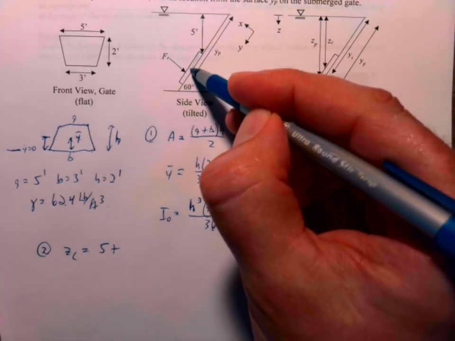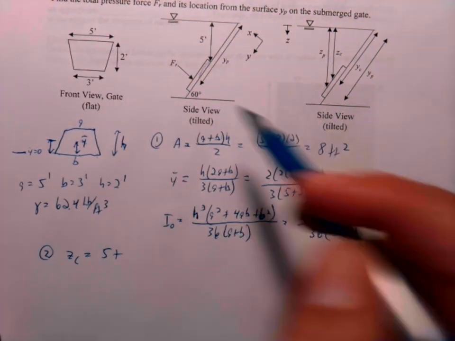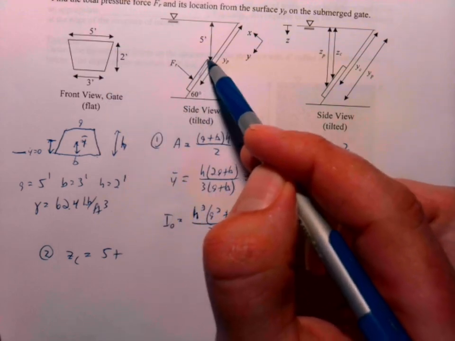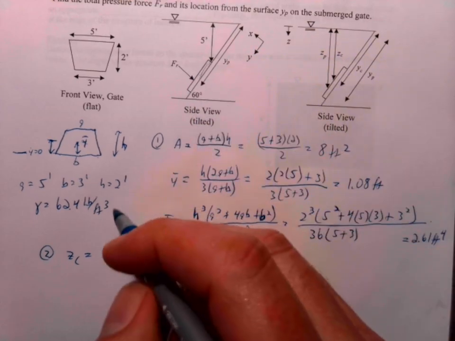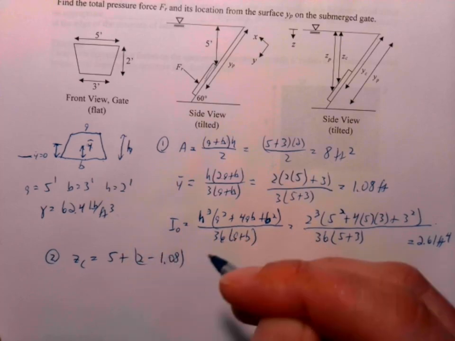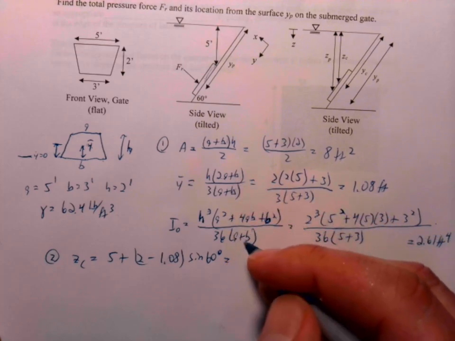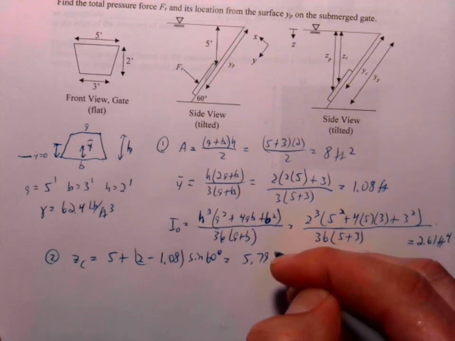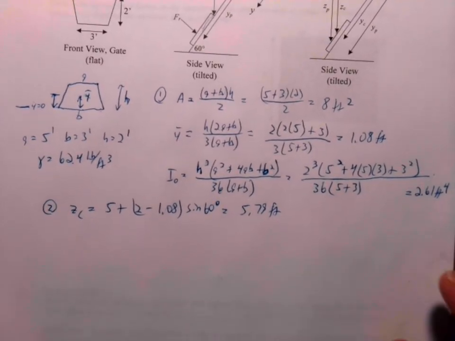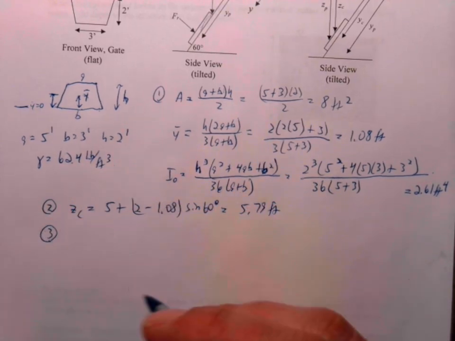this distance here, which is the height of 2 minus the 1.08. That's going to be this distance, and then we need to multiply that by sine of 60. So 2 minus 1.08 times sine of 60 degrees. And if I multiply that out, I get that it is 5.79 feet below the surface of the water. Okay, so that's step 2 in our 5-step process.